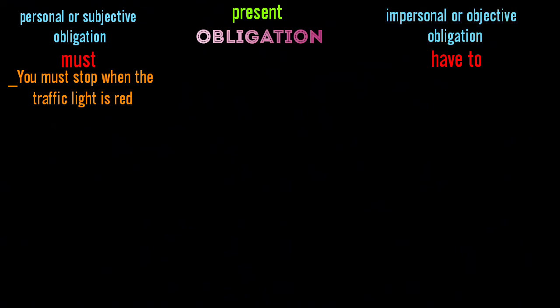Now let's talk about obligation in the present and the future. To express obligation in the present or in the future, we use must or have to. But must is used for official written rules or strong recommendations for personal or subjective obligations. Example: you must stop when the traffic light is red. Have to is used for impersonal or objective obligations. For example, in Britain, you have to drive on the left.